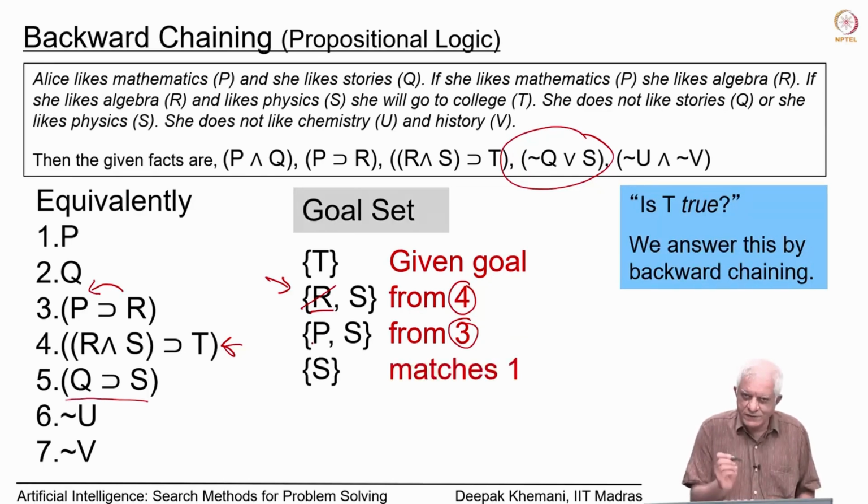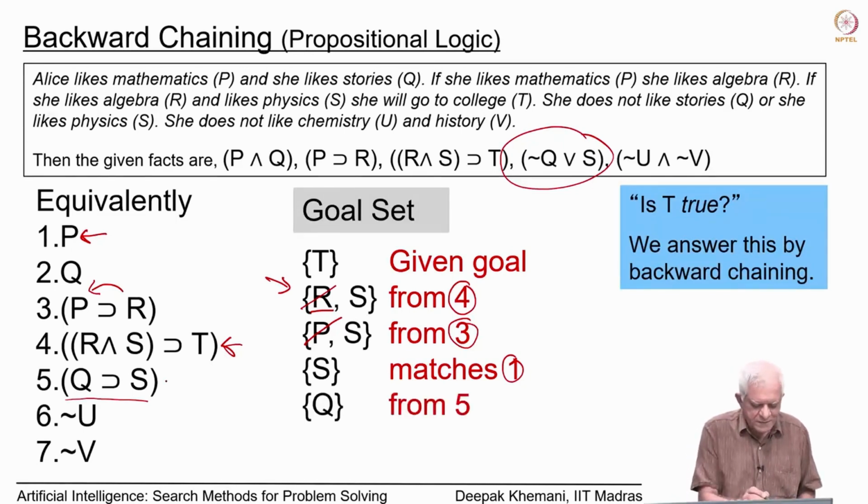Then we look at the first goal. Remember, we are taking the first one at each time, and that is present in statement 1 itself. So, we can cancel it because there is P already in 1. So, that is solved trivially, and we are left with one goal, which is S. How do we solve for S? We have in our statement 5 that Q implies S. So, we remove S and we add Q to our set of goals.